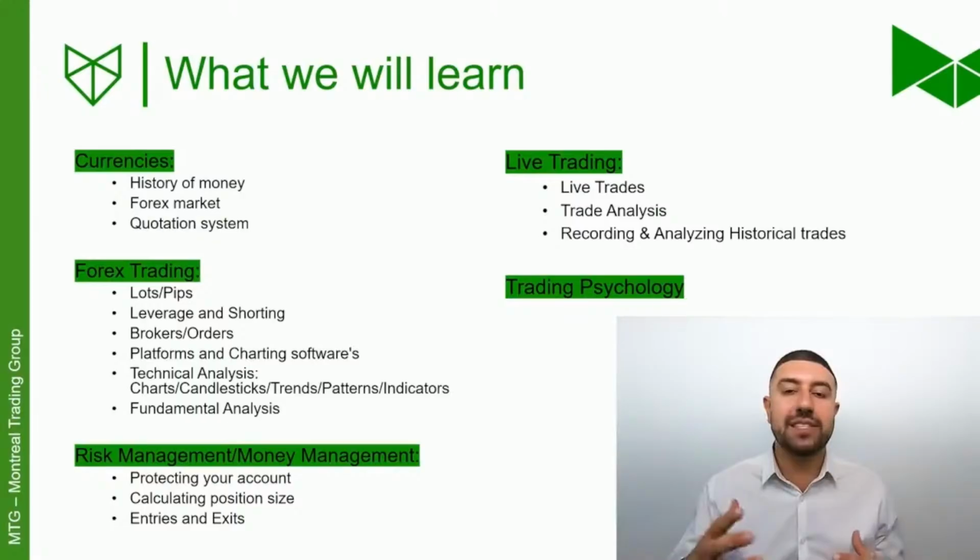So currency pairs, major pairs, cross pairs. We're going to explain the market structure. Okay. We're going to talk about the quotation system. Then we're going to get into Forex specific trading things like lots and pips, leverage, shorting. We're going to have examples of all of these things.